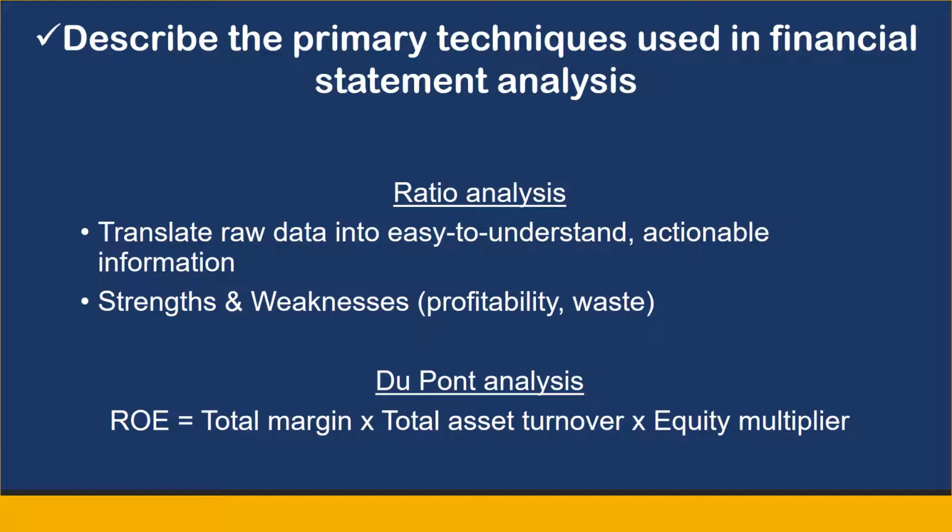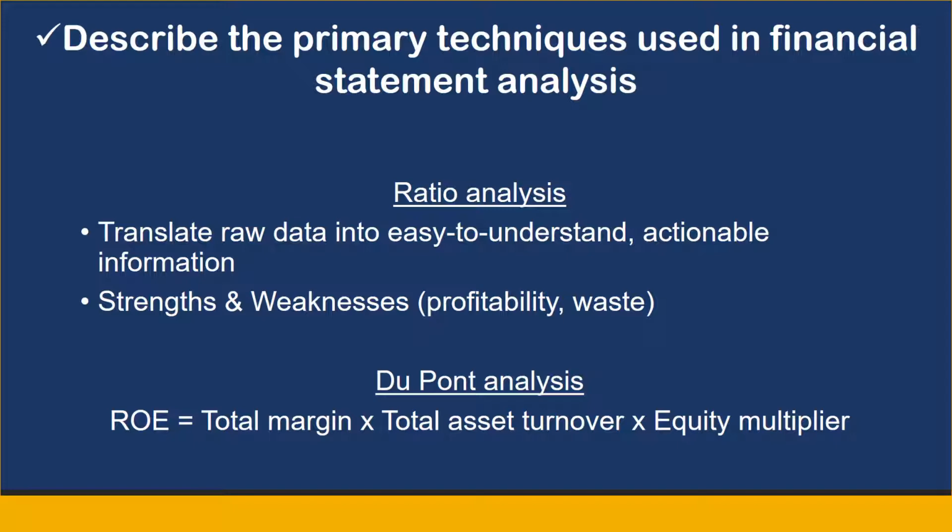Ratio analysis. There are quite a few ratios that can be used to evaluate an organization's financial condition. The commonality they all share is that their purpose is to translate raw data into easy to understand, actionable information. Even if you're just starting out in a managerial role, you can begin using basic ratios to evaluate your department's financial position. One of the beauties of ratios is that they can help managers express strengths and weaknesses, such as profitability or waste, to internal stakeholders who have the power to enact or support change.